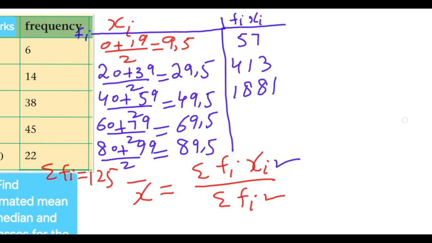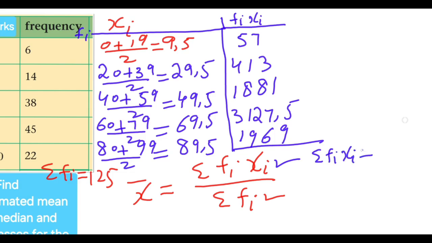45 multiplied by 69,5 is 3127,5. 22 multiplied by 89,5 is 1969. Now I need the summation of fi xi. Summation fi xi is equal to, I add all of these values, 57 plus 413, and so on. The answer will be, I use my calculator, 7447,5. So now all of these values I'm going to feed into this formula and I will get the answer.